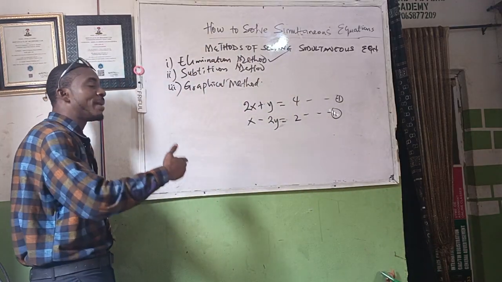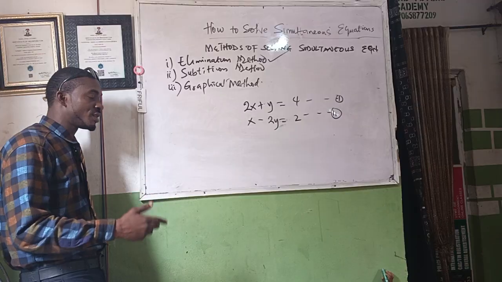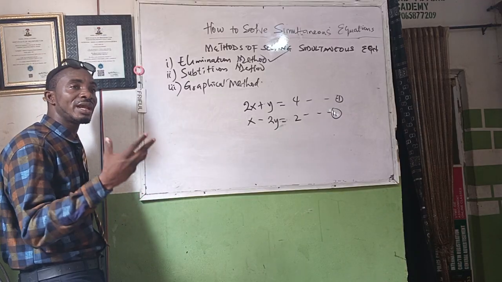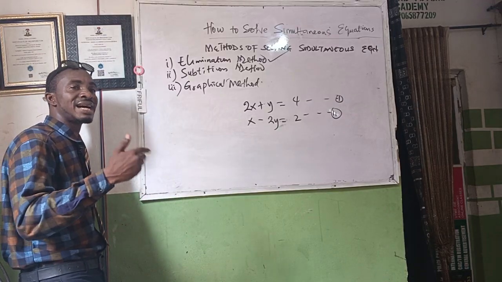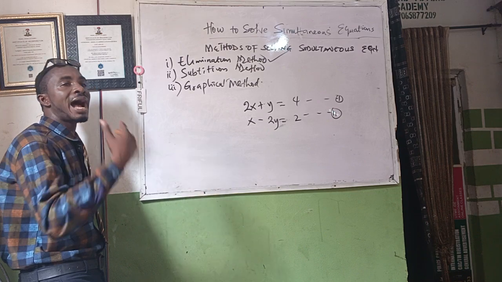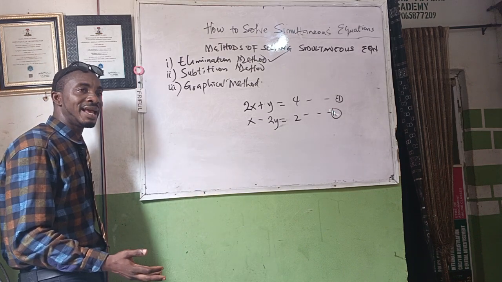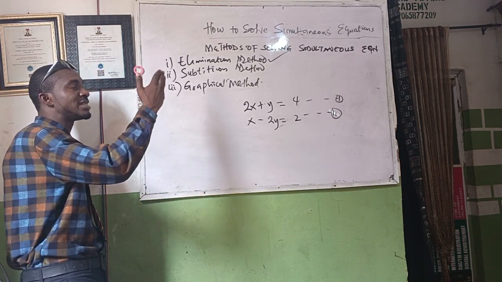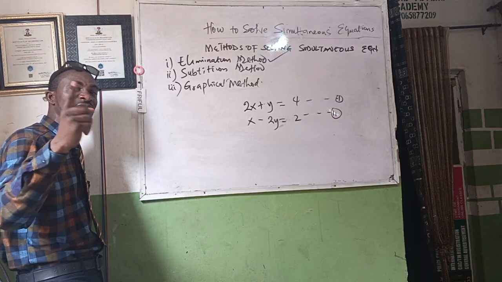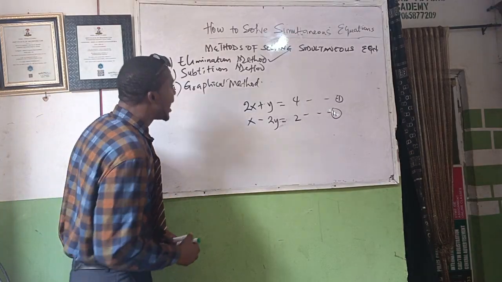So the sign will now make it the third consideration. If the signs are the same, we subtract, and if the signs are different, we add. Is that clear? If the signs are different, that one is plus, the other one is minus. I'm repeating this for your understanding. You add up.